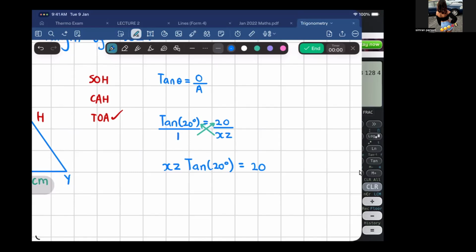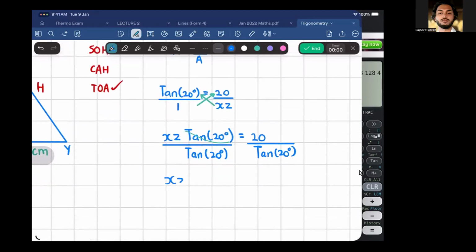Oh, and you have to carry across the tan 20, which should be divided by. Yep, it's telling me the correct thing. Right now, xz is being multiplied by tan 20, but we actually want to find xz. So it shouldn't have tan 20 over there. We're going to do the opposite of multiplying by tan 20. We're going to divide, so this and this would cancel off, and that would leave me with xz. So xz would be equal to 20 over tan 20.